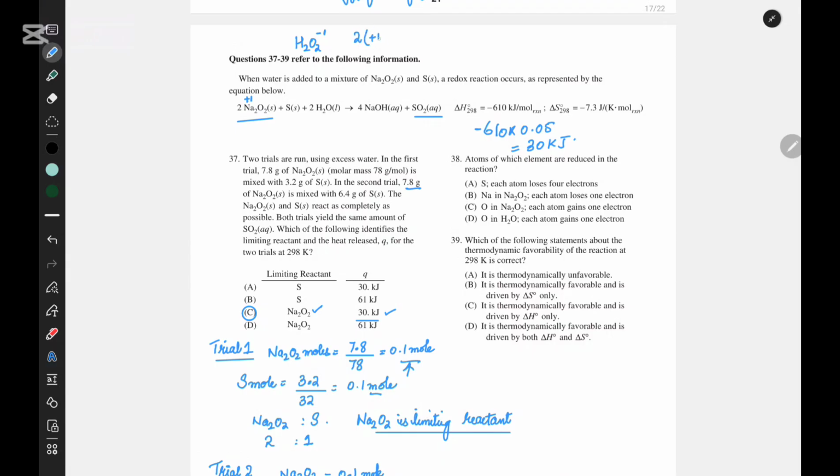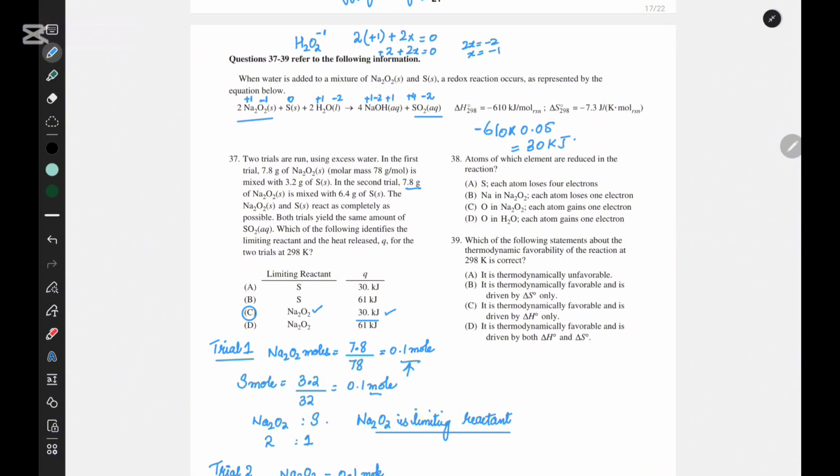Sodium is +1, I am putting from this, and oxygen I can take x, so 2x, because there are 2 oxygen atoms, equal to 0, and +2 plus 2x is equal to 0. 2x is equal to -2, x comes out to be -1. So for oxygen it is -1, sulfur is 0, and in the product it is +1, -2, and here sulfur is +4, oxygen is -2.